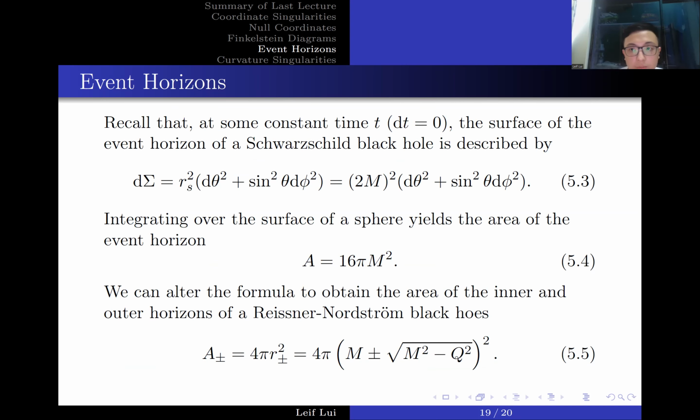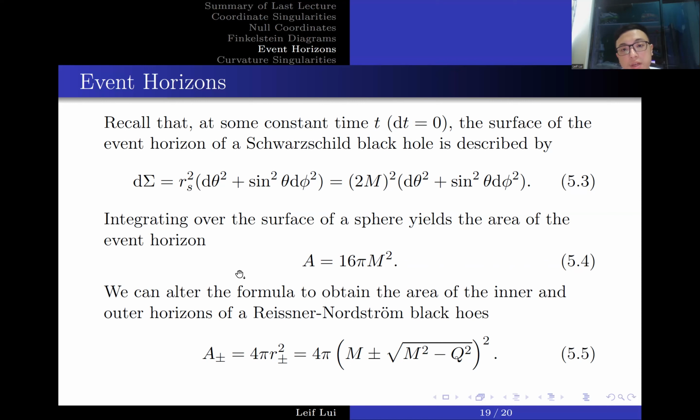Now let us talk about the boundary of the event horizon and what the area of the event horizon is. So recall that at some constant time t, dt equals 0. So the surface of the event horizon of a charged black hole is described by the following formula. This is essentially the first fundamental form. And what we can do is integrate over the surface of a sphere to yield the area. So to get the area, we integrate the square root of the determinant of the first fundamental form over the coordinates.